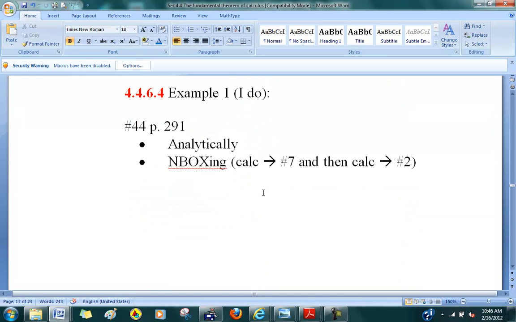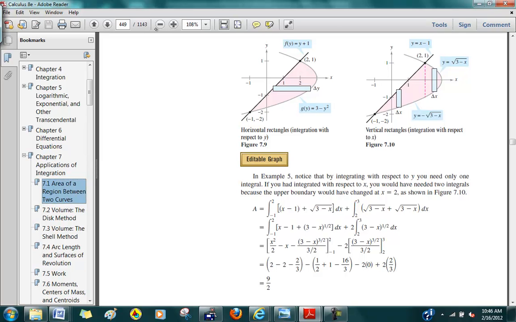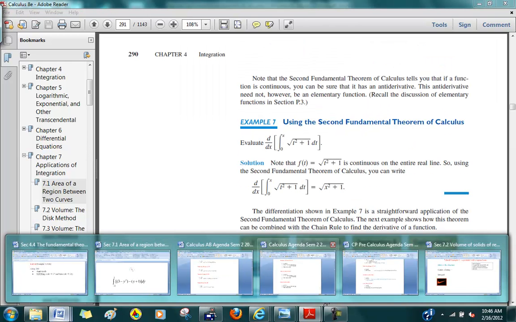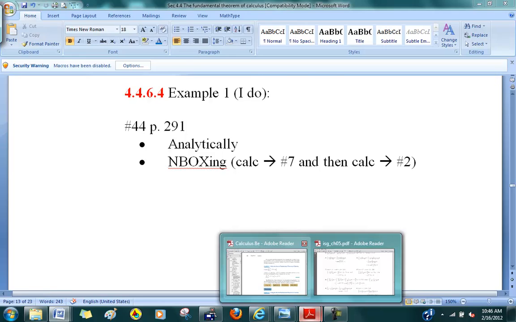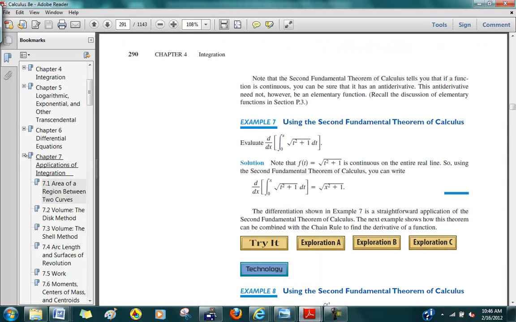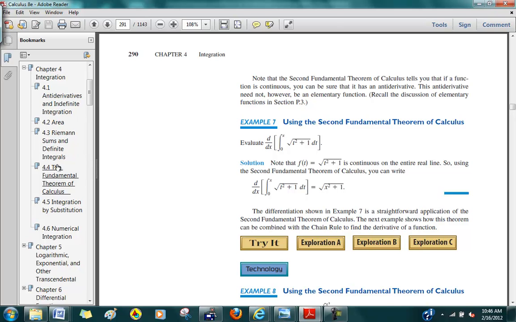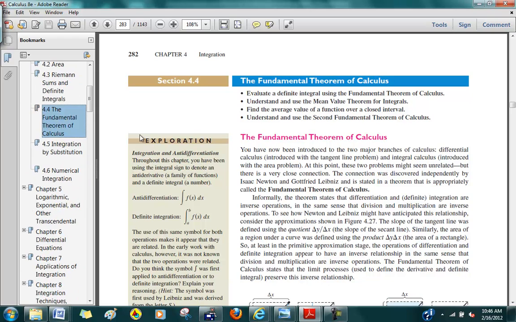Okay, well, let's start doing some examples. So I'm going to do number 44 on page 291. Let me bring my book up, and I need to go to page 291. And let's see what the question was. That was number 44, am I right? Yes, number 44.